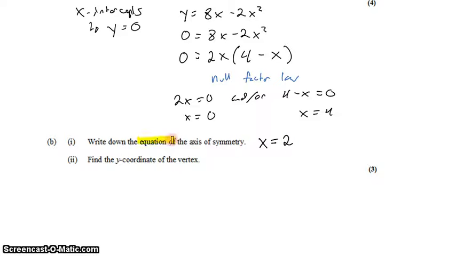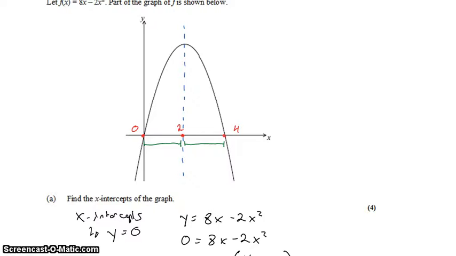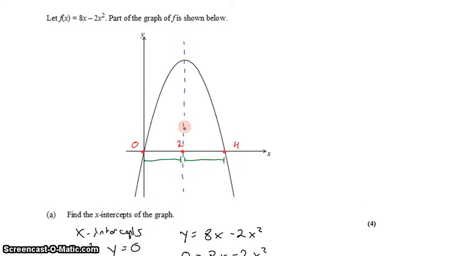Remember, it asks for the equation, so we need to express it as an equation, and that's x equals 2. Simply writing 2 on the page will get you no credit, unfortunately. Remember, the axis of symmetry is a line, and it's all of the points on the Cartesian plane for which x equals 2.